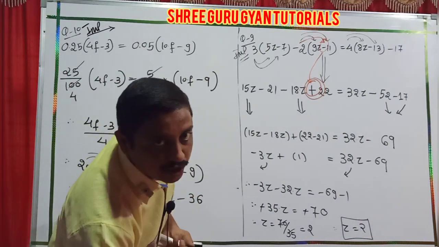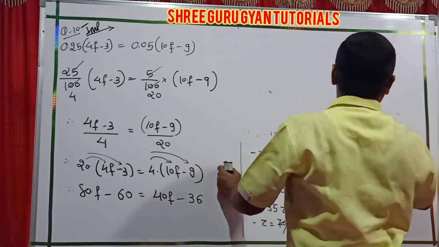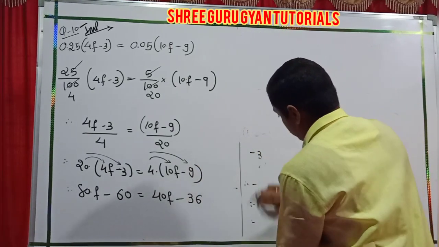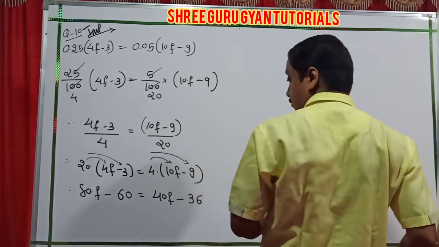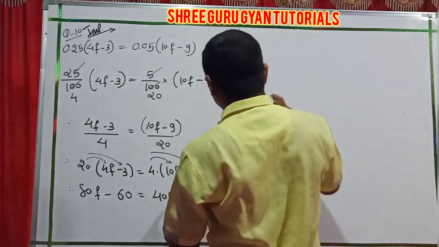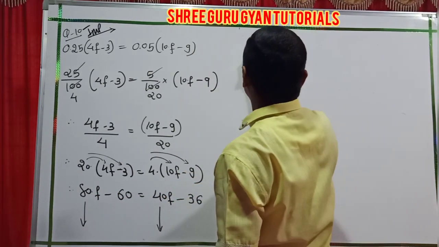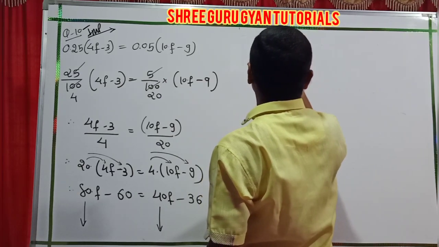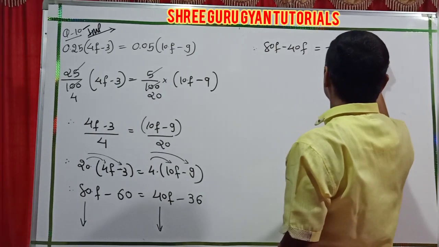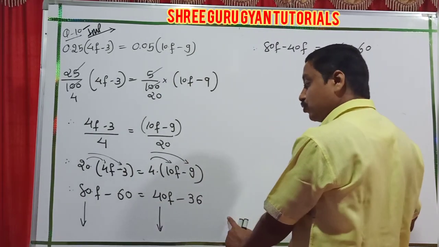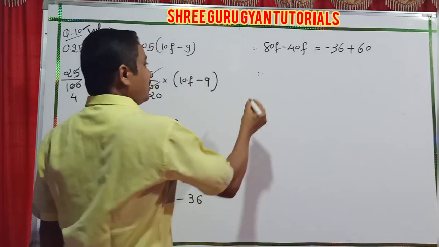Finally, students, you get the products value. It means you can easily find the values for your f. So 80f and 40f, you make the collection and combine them. 80f minus 40f is equal to minus 36 plus 60. Students, this minus 60 you turn to the right side as plus 60.